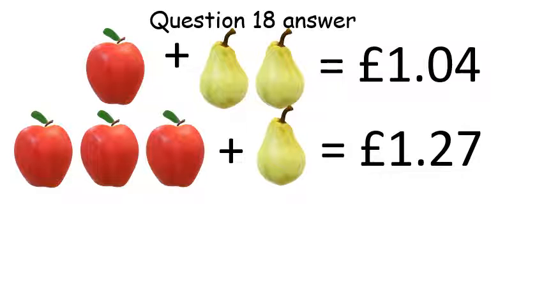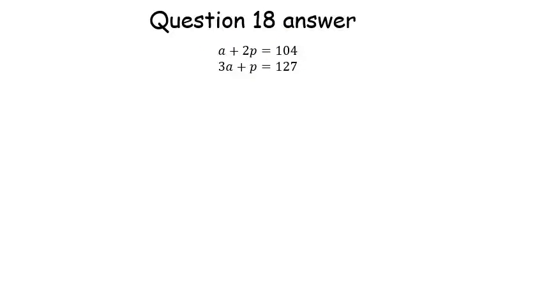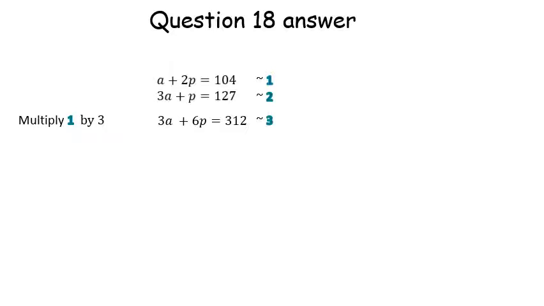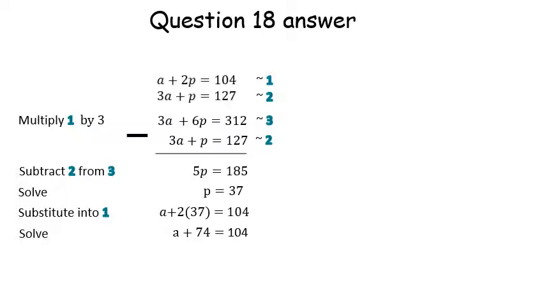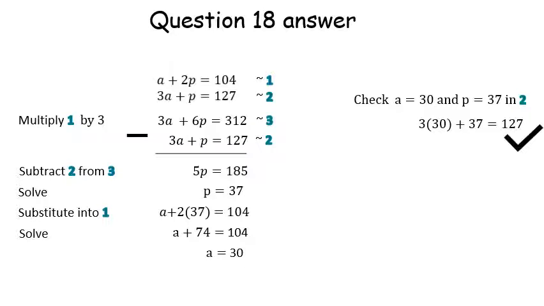Question 18. I've used the variables A for apples and P for pears, and I've changed it into pence to make it easier. So the two equations are A plus 2P equals 104 and 3A plus P equals 127. I've then multiplied the first equation by 3 and subtracted equation 2 from equation 3 and solved to get P equals 37. I've then substituted P equals 37 into equation 1 and solved to get A equals 30. Checking A equals 30 and P equals 37 in the second equation, they work, so we know that apples are 30 pence each and pears are 37 pence each.